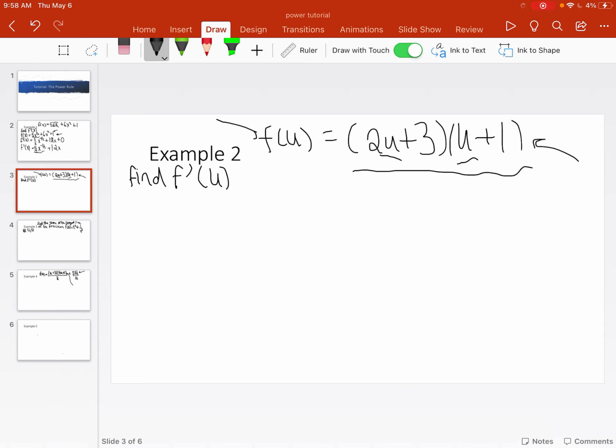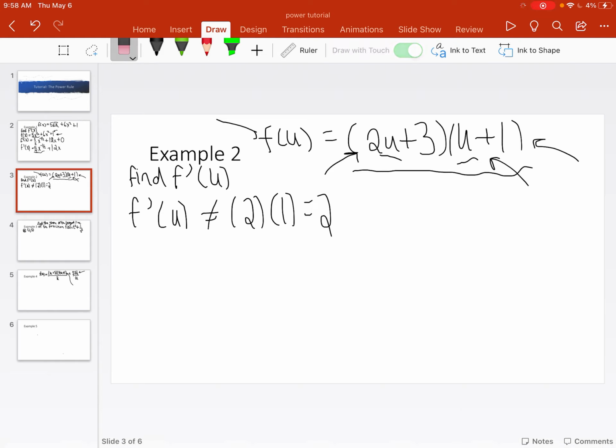Now that we've cleared that up, let's try to take the derivative. But before we do that, I'm going to show you what not to do. You're not going to take the derivative of each binomial and multiply it together. That is wrong. f prime of u is not 2 times 1. It's not 2. You do not take the derivative of each binomial and multiply it together. That's not the correct way. So let me show you how it's really done.